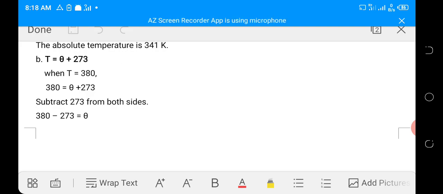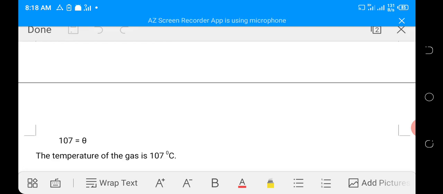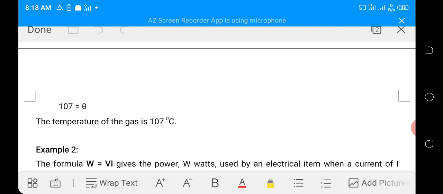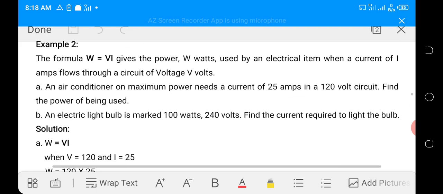Then we subtract 273 from both sides to make theta the subject of the formula. Then we have 380 minus 273 is equal to theta. And this will give us 107 equals theta. So meaning that the temperature of the gas in degrees Celsius is going to be 107 degree centigrade, or you say degrees Celsius. Example 2.